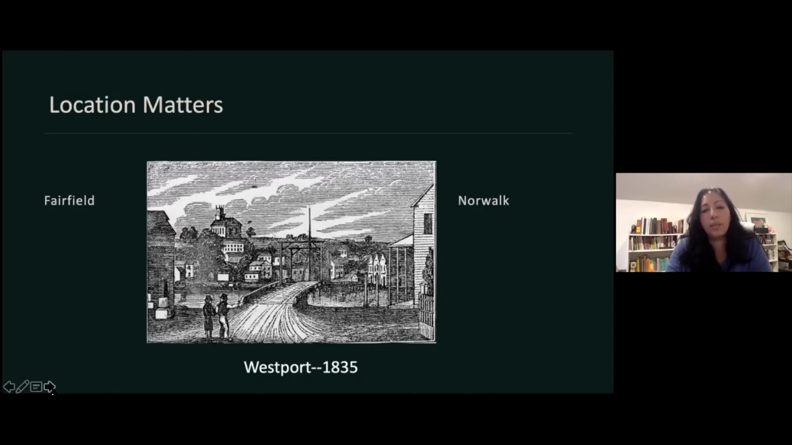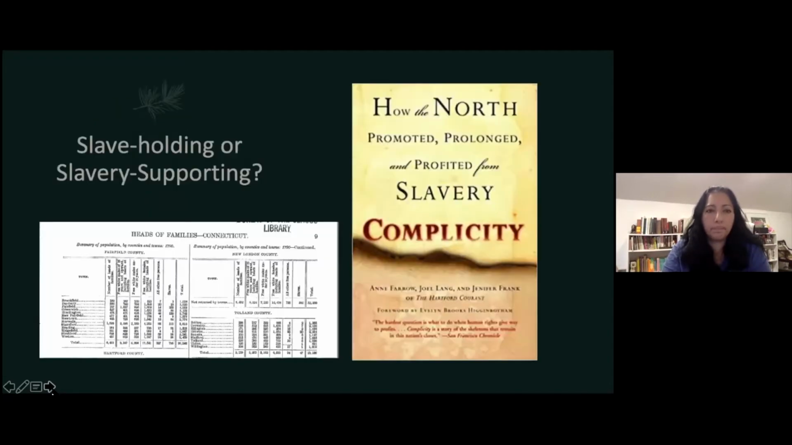So that's something that you also have to really consider before we started our research. And I think it's something that is often played out, not just in Connecticut, but across the original 13 colonies. The other thing to think about when you're researching slavery is, let's think about the nature of the engagement of the area in which your organization sits. Was it a slave holding area or was it a slavery supporting area?